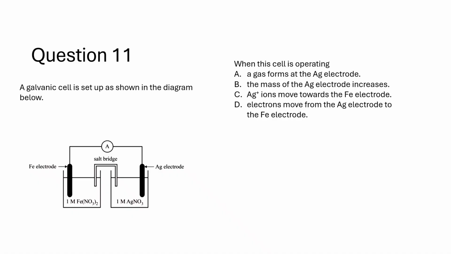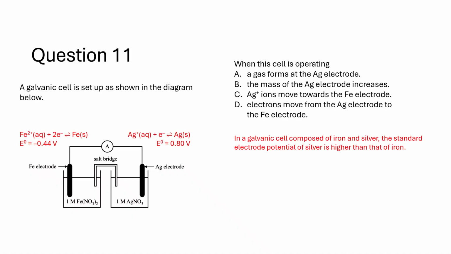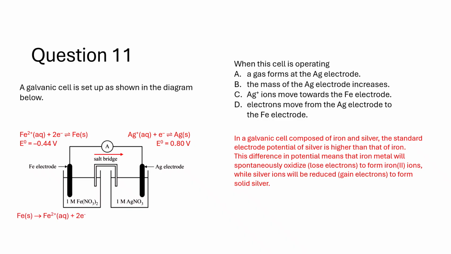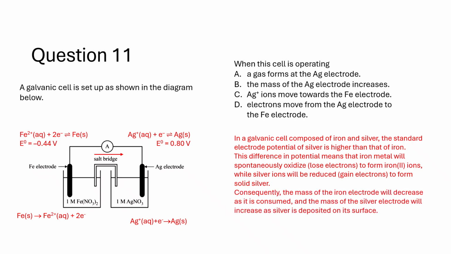In a galvanic cell composed of iron and silver, the standard electrode potential of silver is higher than that of iron. This difference in potential means that iron metal will spontaneously oxidize, lose electrons, to form iron(II) ions, while silver ions will be reduced, gain electrons, to form solid silver. Consequently, the mass of the iron electrode will decrease as it is consumed, and the mass of the silver electrode will increase as silver is deposited on its surface.